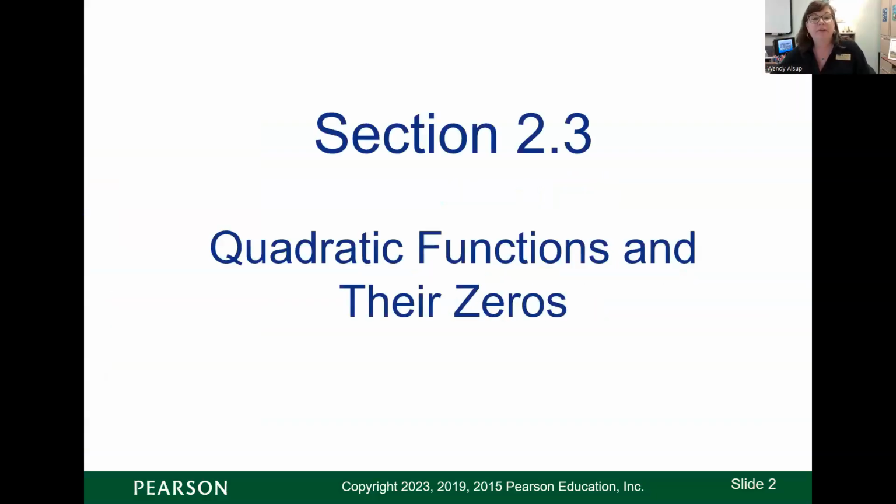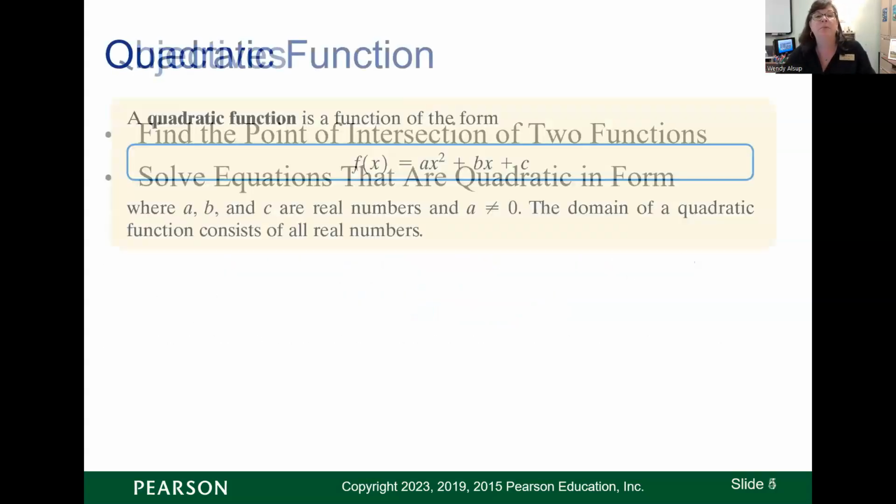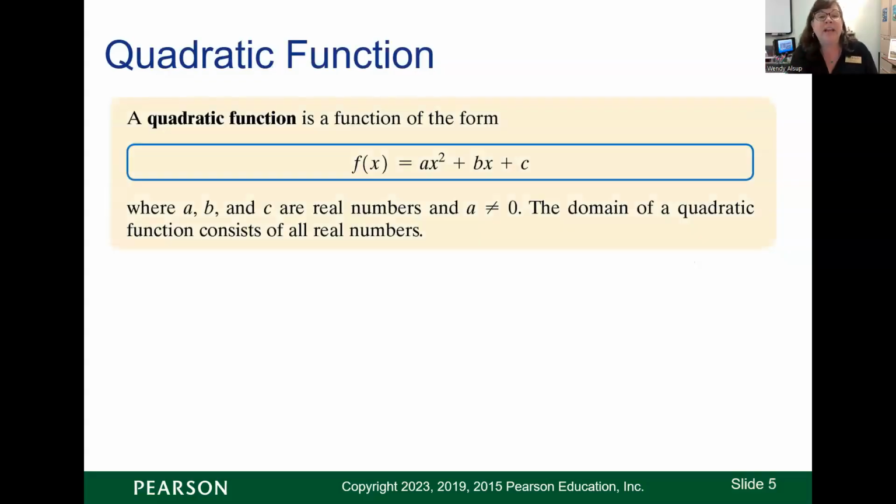Quadratic functions are functions in the form f of x equals ax squared plus bx plus c, where a, b, and c are real numbers. Those are coefficients. C is a constant. It'll actually end up being your y-intercept. And the domain of a quadratic function consists of all real numbers. In other words, you can plug any number in for x and you will get a corresponding y value out of it.